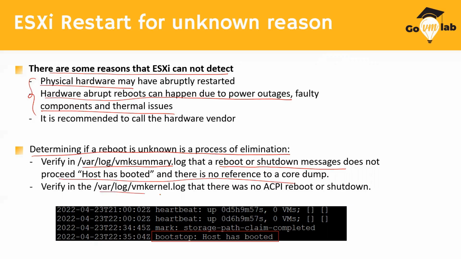Or you should also be looking at the vmkernel.log file. If these two log files don't give you any information about the host reboot, it is time for you to go and log a call to the vendor for those hardware-specific issues. So that's how you can troubleshoot all of those ESXi host reboot or restart specific issues.